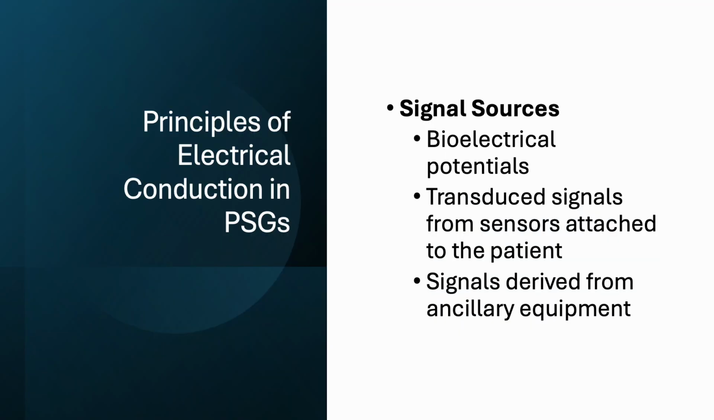The basic function of a sleep recording system is to record signals associated with specific physiological parameters and convert the activity into visible tracings that can be measured and analyzed. In polysomnography, there are three sources for these signals. We have bioelectric potentials, or biopotentials, transduced signals from sensors attached to the patient, and signals derived from ancillary equipment. So these are all three different kinds of signals.